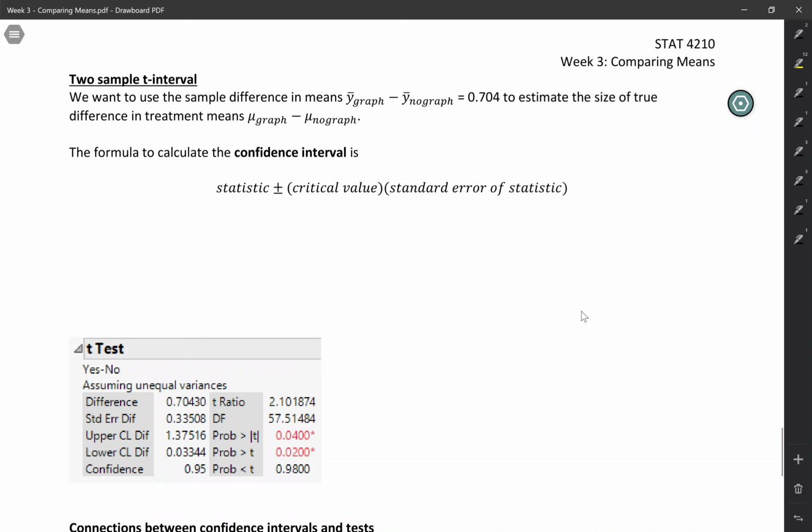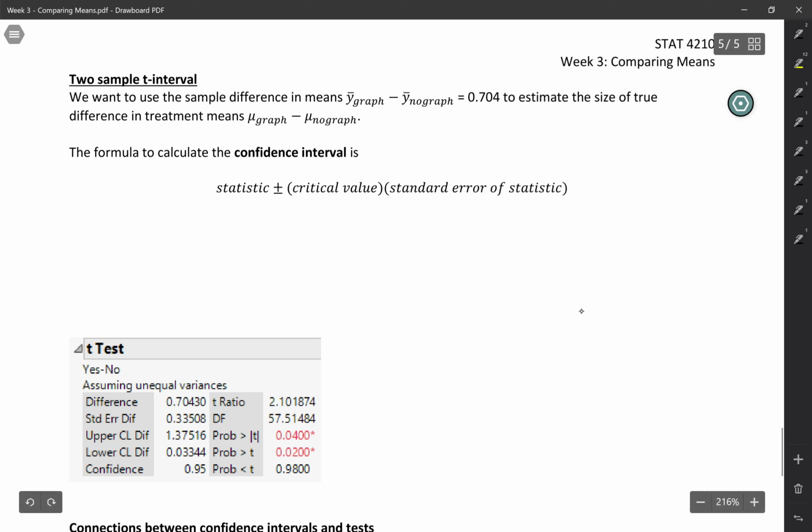So a hypothesis test can tell us that we have strong evidence that a graph makes a difference, but it doesn't tell us the size of that difference. To estimate the size, we're going to need a confidence interval, and specifically, since this is quantitative data, we're going to do what's called a t-interval. So we want to use the sample difference in means, which is 0.704, to estimate the size of the true difference in means. So I'm using mu for that.